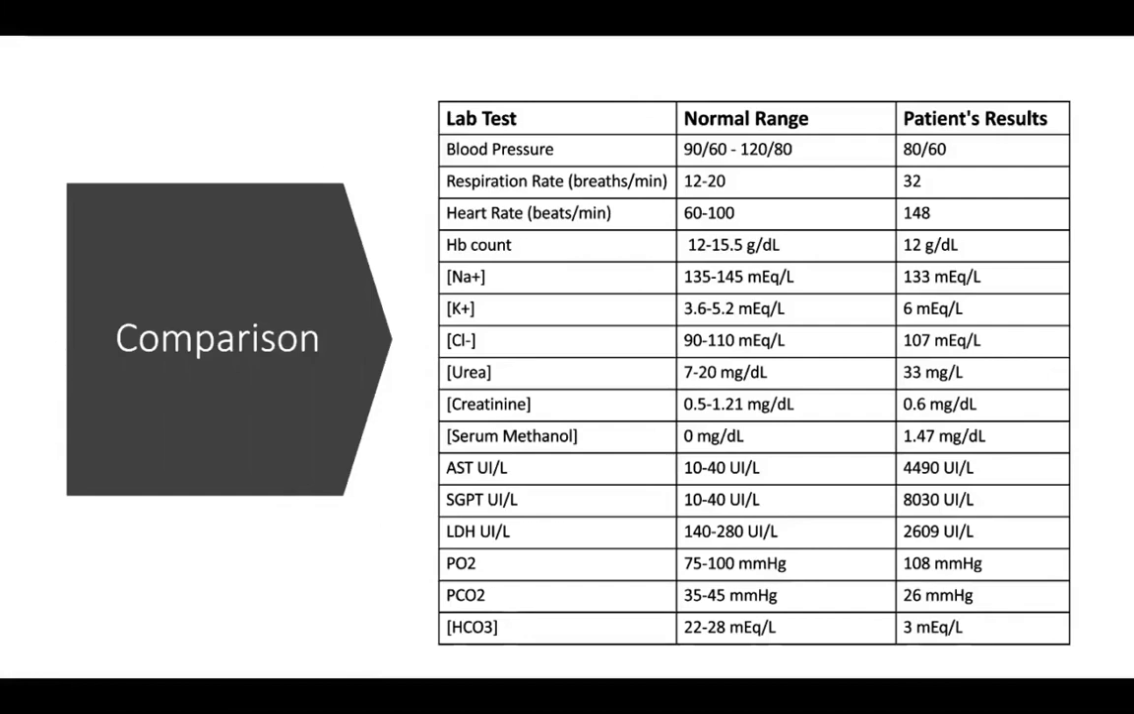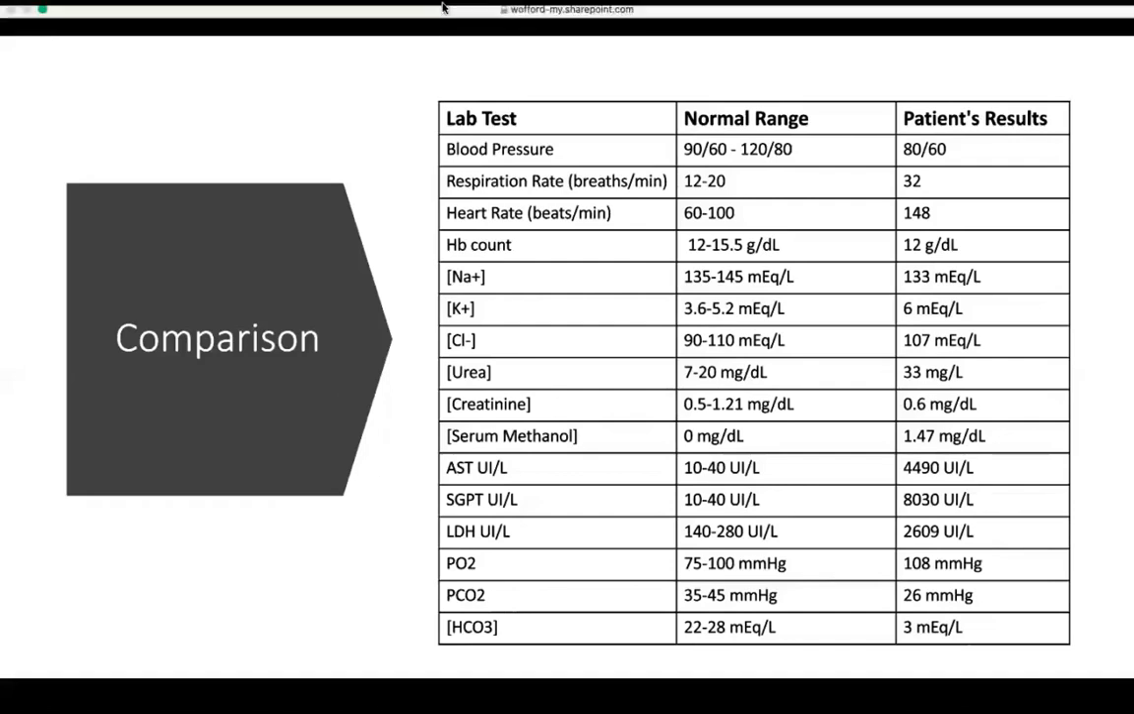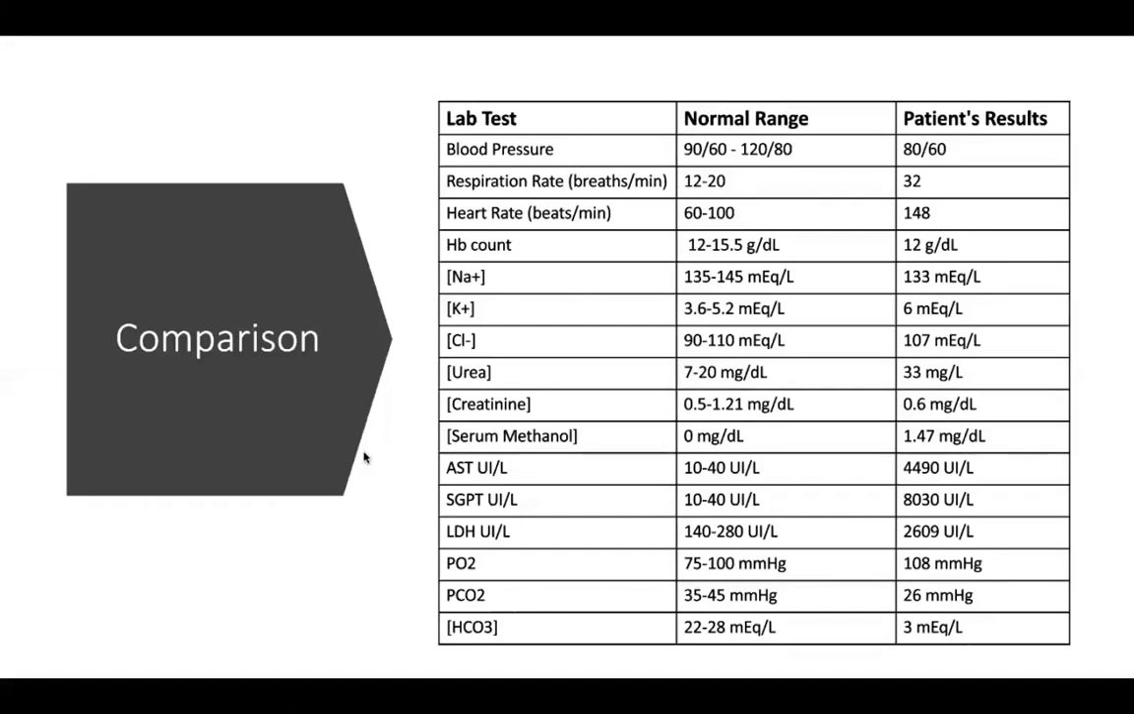From these results, we could conclude that she does have an elevated heart rate of 148 beats per minute, a slightly elevated respiration rate of 32 breaths per minute. Additionally, she had elevated concentrations of aspartate aminotransferase, alanine aminotransferase, and lactate dehydrogenase. Her CO2 partial pressure and bicarbonate concentrations were lower than normal. This led us to assume that the patient either had diabetic ketoacidosis, salicylate poisoning, or methanol poisoning.